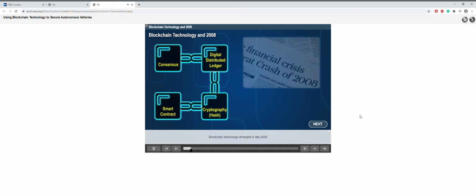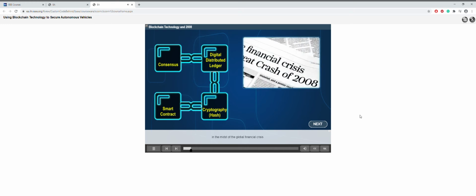Blockchain technology emerged in late 2008 in the midst of a global financial crisis. Blockchain is by all means a distributive technology that is comprised of unchangeable, digitally recorded data in packages called blocks. These digitally recorded blocks of data are stored in a linear chain. Each block in the chain contains data that is cryptographically hashed. Next, we will examine the characteristics of this technology.